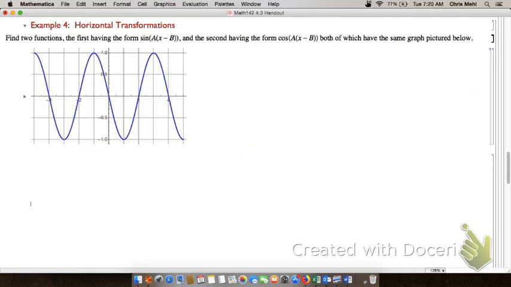Okay, so example 4 from the handout. Here is the graph of a, well, it's either a transformed sine function or a transformed cosine graph. In either case, this is a periodic function. We're going to come up with two forms for this function. So one, we're going to treat this as a transformation of sine. The other, we're going to treat this as a transformation of cosine.